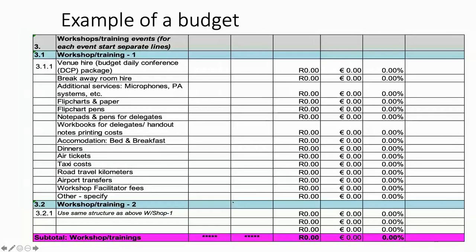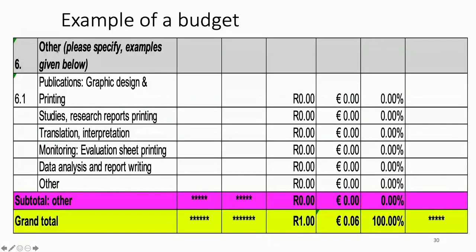The third element of the budget is other costs. Here you need to think about publications, graphic design, studies, research, projects, translation. Here you also need to budget for your monitoring and evaluation.